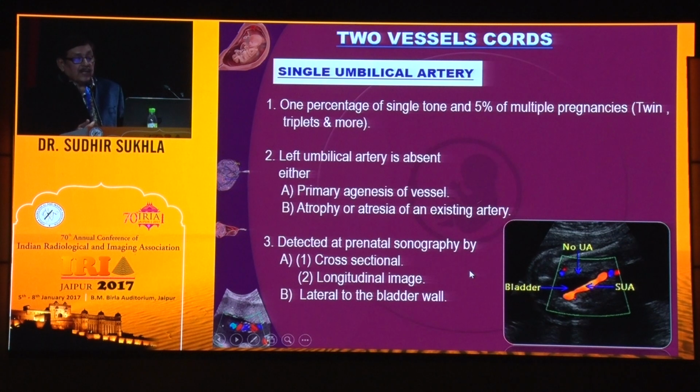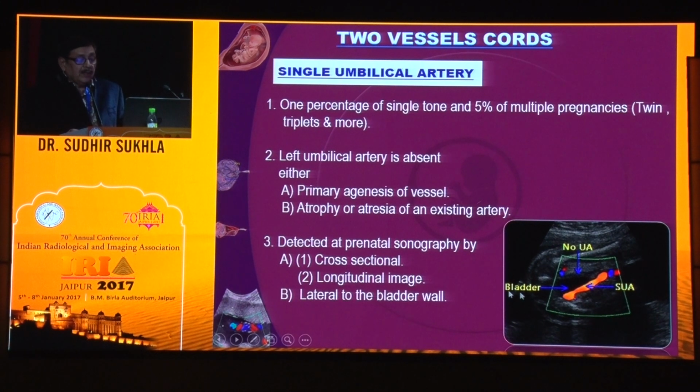Then there is a two-vessel cord, SUA. SUA is very important. It is seen in 1% of singleton and 5% in multiple pregnancies. The left umbilical artery is absent, either it is not developed or it gets atrophied. You can detect it by cross-sectional, longitudinal, and lateral views.